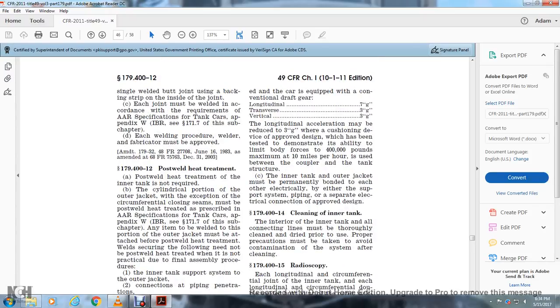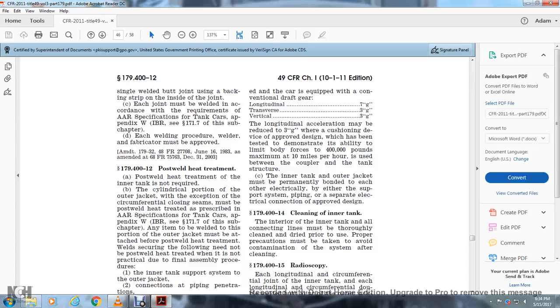and the car is equipped with a conventional draft gear: longitudinal 7Gs, transversal 3Gs, vertical 3Gs. The longitudinal acceleration may be reduced to 3Gs if a cushion device of approved design, which has been tested to demonstrate the ability to limit coupling forces to 400,000 pounds maximum at 10 miles per hour, is used between the coupler and the tank structure.